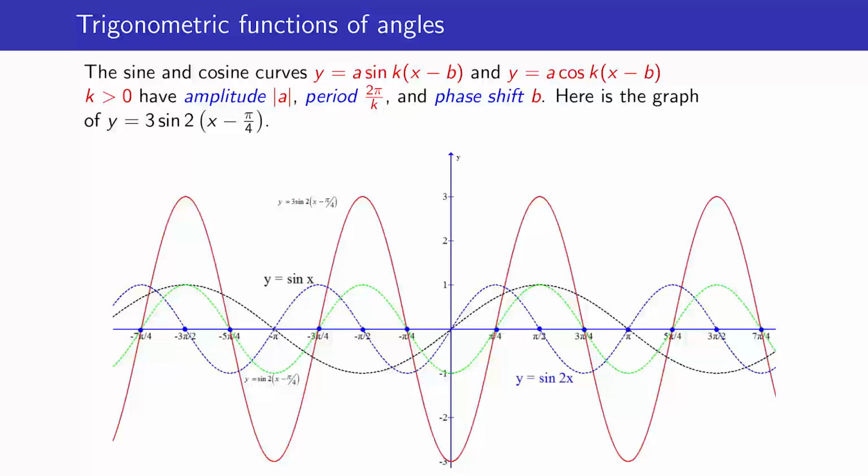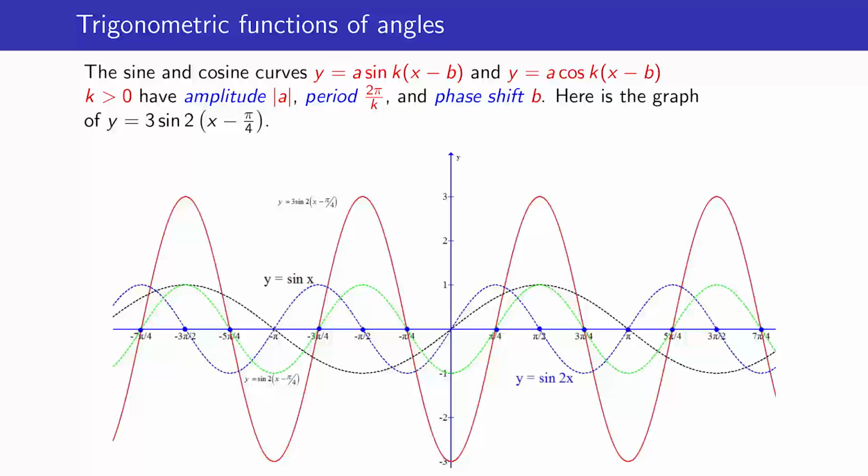Now, the shift, π/4, tells me that I shift the graph of y = sin 2x to the right through π/4 units. And when you do that, you get the green graph. You shift the blue graph to the right through a distance of π/4 units, then you get the green graph. But then we have to multiply it by 3.